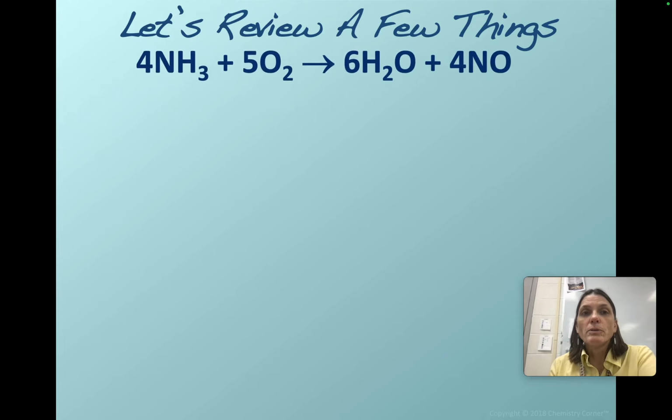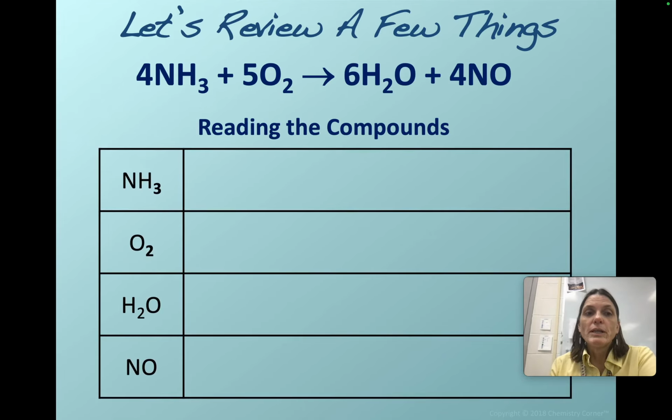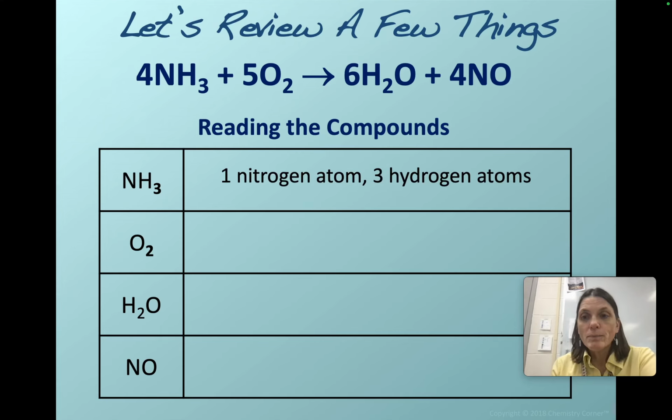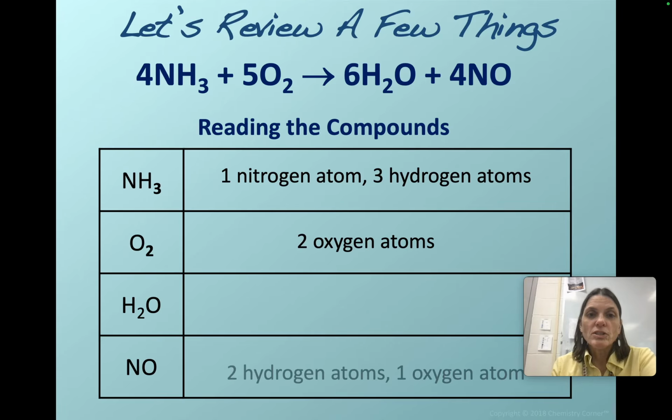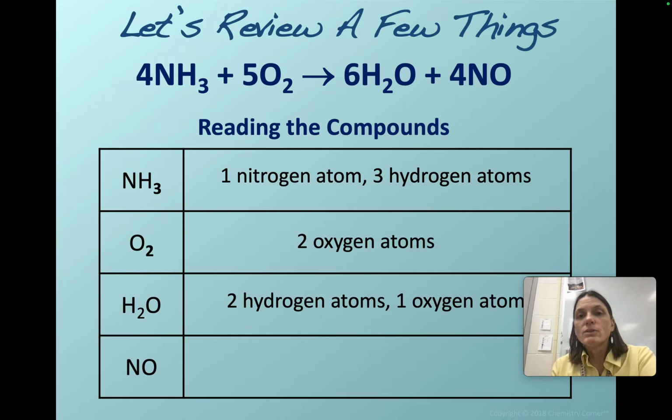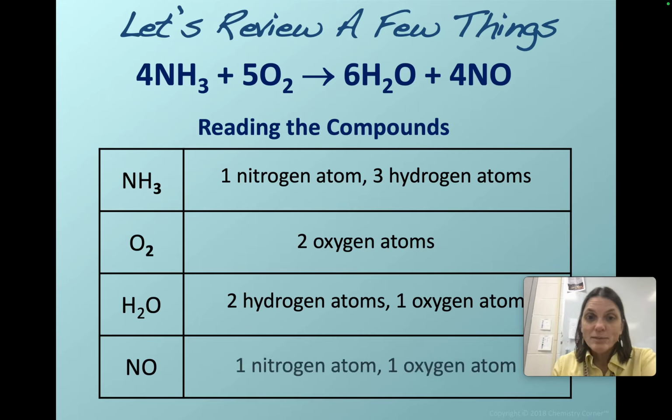Okay, so a little bit of a review. The first thing is reading the compound. When you have a chemical formula, it tells you the number of atoms in each compound. So NH3 has 1 nitrogen atom and 3 hydrogen atoms. O2 has 2 oxygen atoms. H2O is 2 hydrogen atoms and 1 oxygen atom. And NO is 1 nitrogen and 1 oxygen.